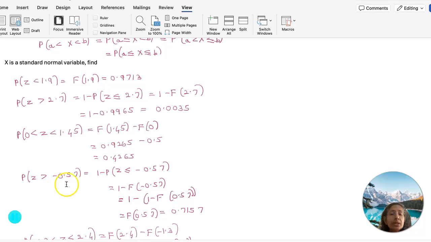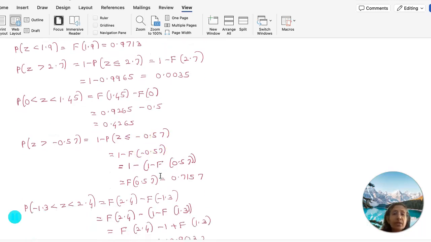What about the probability that Z greater than minus 0.57? This is 1 minus the probability that Z less than or equal to minus 0.57, or 1 minus F(-0.57). And F(-a) is 1 minus F(a). So it is 1 minus (1 minus F(0.57)). So the 1 cancels and you get F(0.57), which is 0.7157 using the normal distribution table.